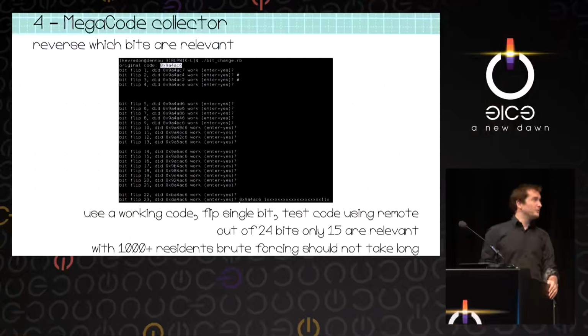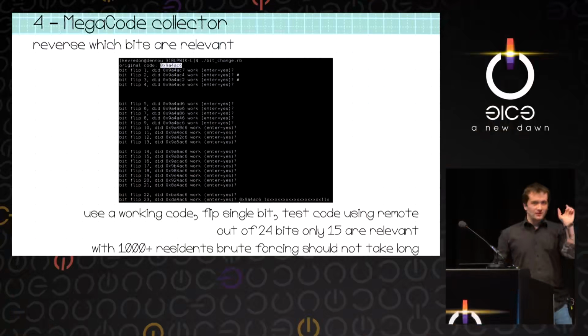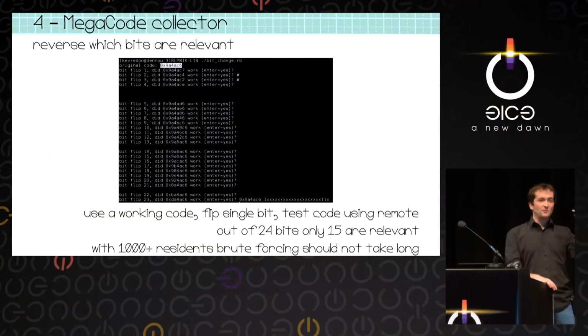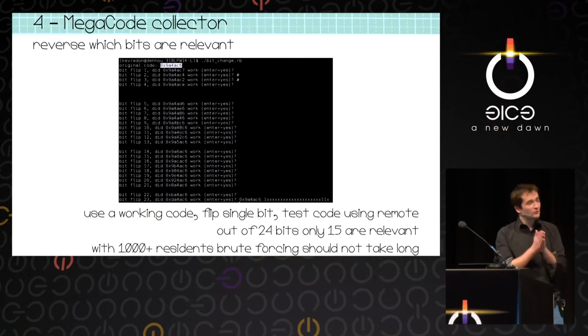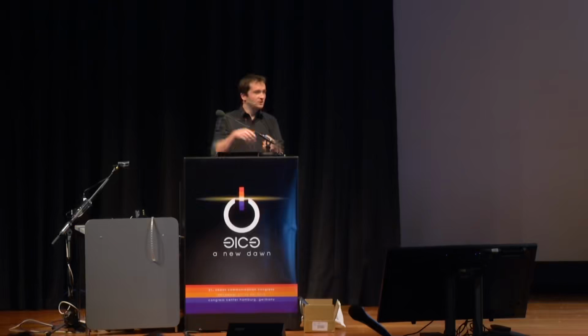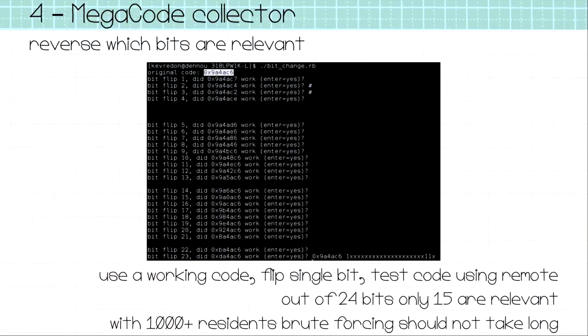And if you don't want to wait for security, you take one working code, you flip the bit, you flash it, you test if the gate still opens, and this way you find which bit is important, which bit isn't, which bit is irrelevant. And from the 24 bits, you have only 15 bits which are relevant. So you could write a firmware on this remote which just starts brute forcing the code. And you don't have to find one code, you have thousands of residents.